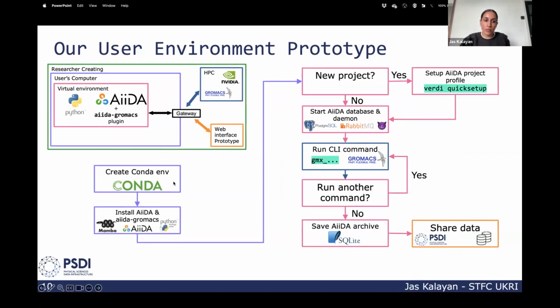So you'd create your Conda environment, you'd install AiiDA and our plugin via Mamba and PyPI. And for each project that you want to track the provenance for, you can create a new project using the Verdi command line interface that is built into AiiDA. Once you've done that, you need to start an AiiDA database and a daemon in the background, and then you can start running your commands. So you'd run your commands, and once you've completed that, you can save your AiiDA archive file and then share that with others or share it onto an online database.